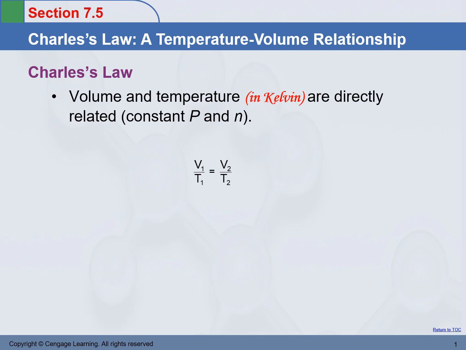Put it in a mathematical form, it is V1 over T1 equals V2 over T2. 1 and 2 represent two different sets of conditions.